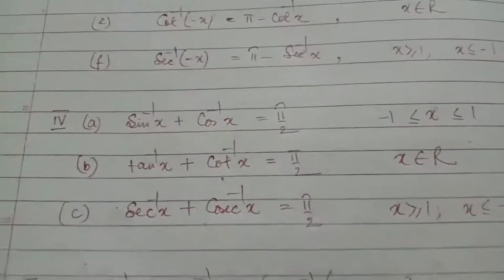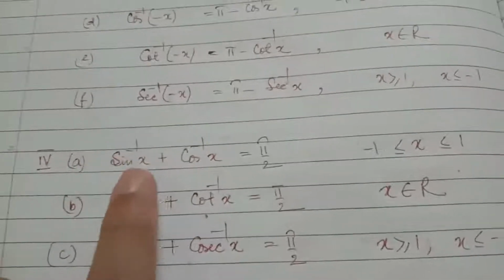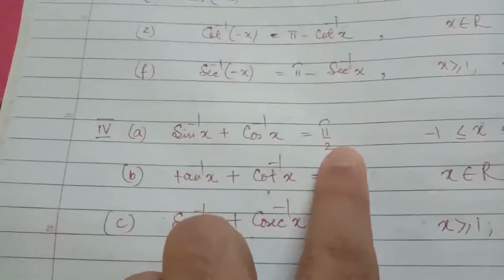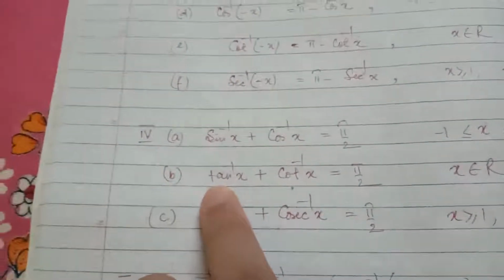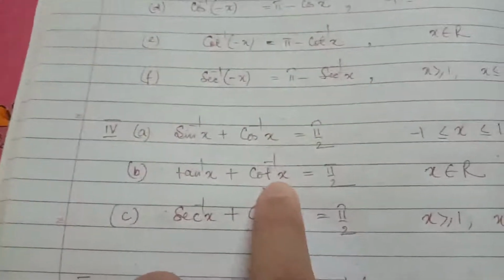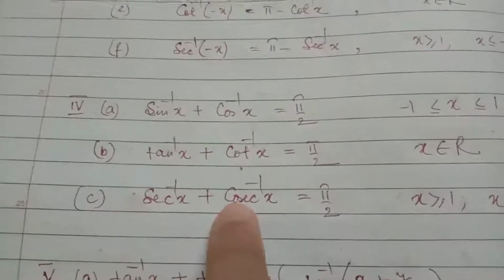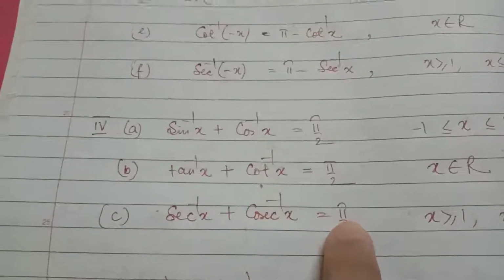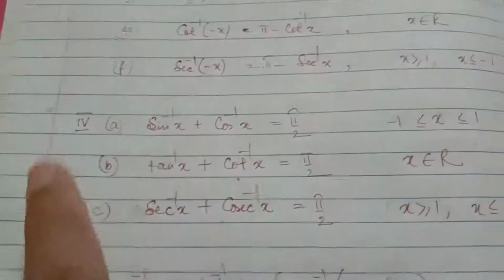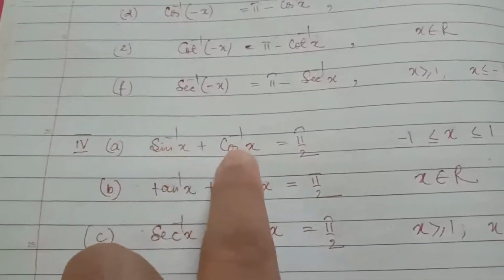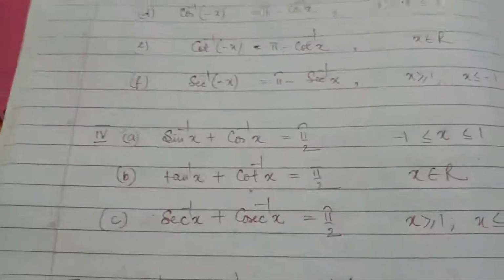Very important, very useful. Sin inverse of x plus cos inverse of x equal to pi by 2. Tan inverse of x plus cot inverse of x equal to pi by 2. Sec inverse of x plus cosec inverse of x equal to pi by 2. Very important theorem. I will prove the first one.